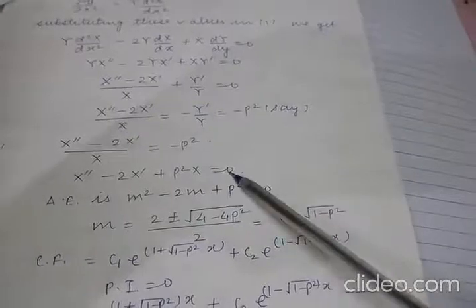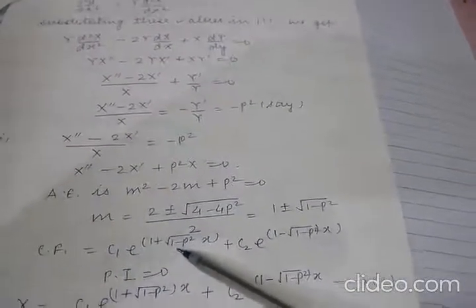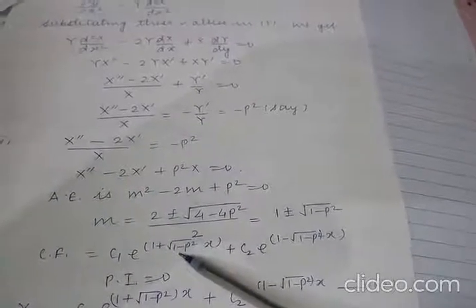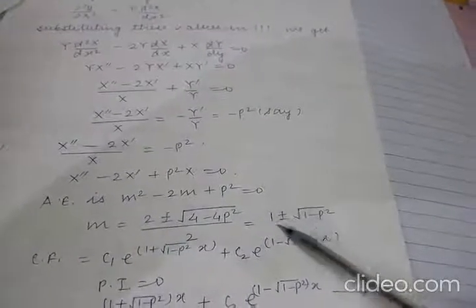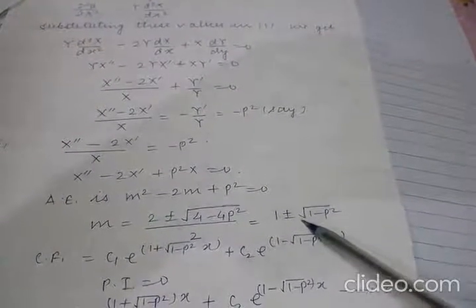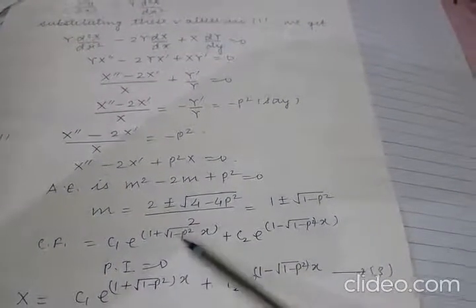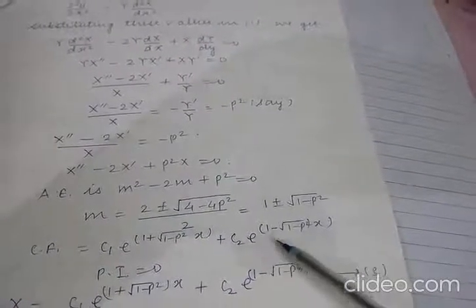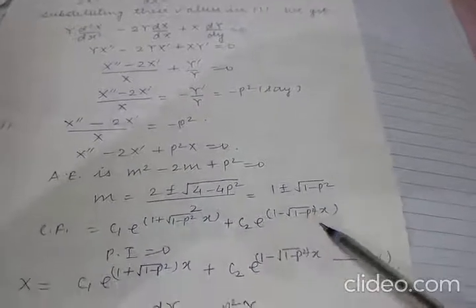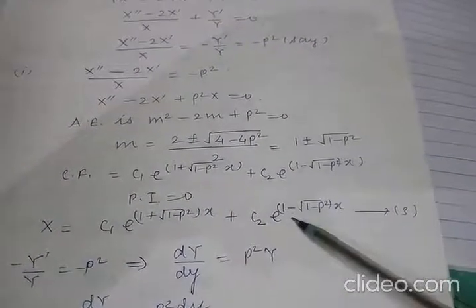Since this equation is homogeneous equation, then only complementary function will exist, or we can say PI of the given differential equation will be 0. Here we have obtained two distinct roots of given differential equation, so complementary function will be c1 e to power 1 plus under root 1 minus p square x, and other will be c2 e to power 1 minus under root 1 minus p square x. PI is equal to 0. Then the general solution in the form of X will be only the complementary solution.